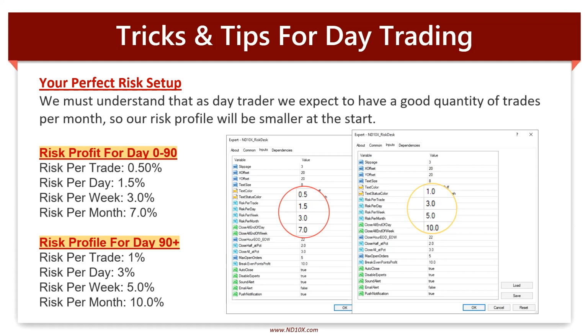After you learn and master our ND10X system, we can go and slightly increase our risk. But still, we don't want to go too high, just because we are really going to have a lot of trades. I think that we are going to have between 50 to 80 trades minimum per month. So we are going to keep the risk per trade at 1%, risk per day at 3%, risk per week 5%, and risk per month 10%. The most important part to remember is that it doesn't matter if you have a small or large account. I would suggest that you use the same risk profile for both of them.